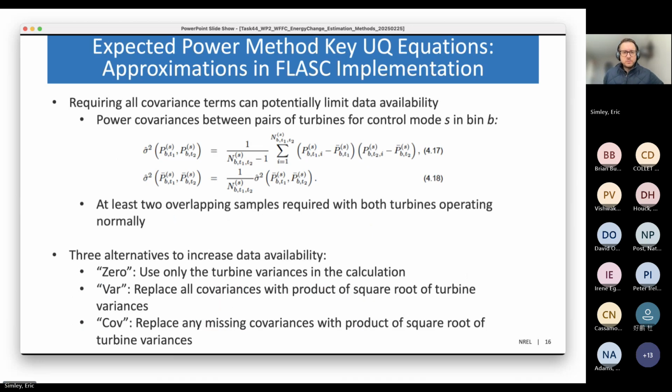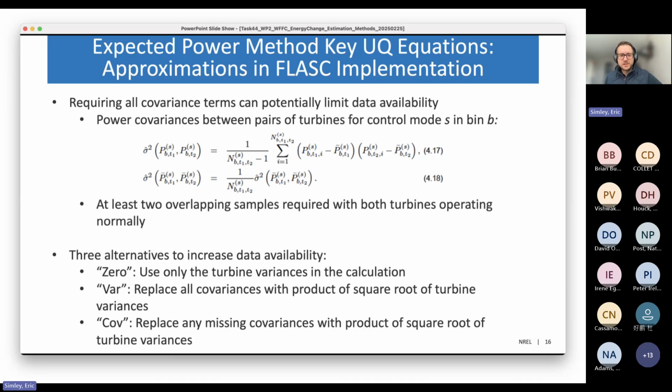And when we were implementing this, and we were talking to Stoyan, the author of this report, we realized that there can be some cases where there's not enough data to compute the covariance between the power for different turbines within a particular bin. For example, we don't require that all the turbines are operating normally at the same time in our data.